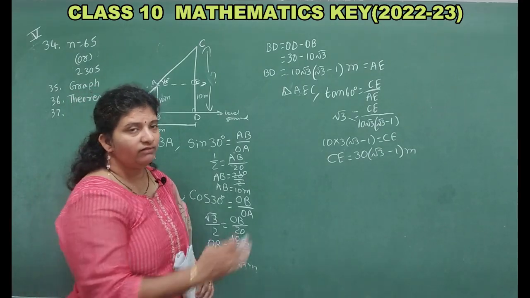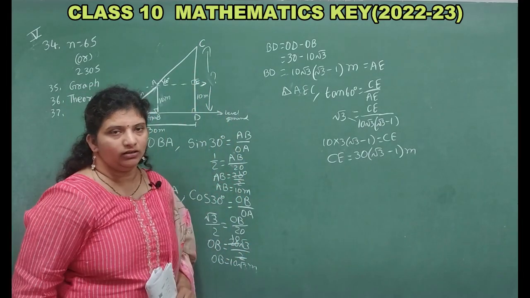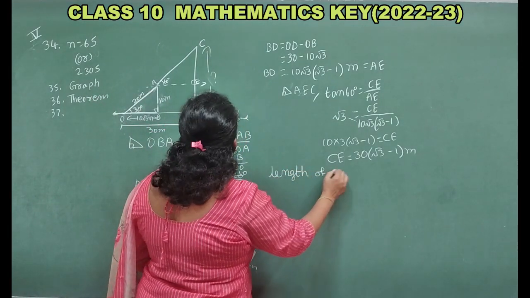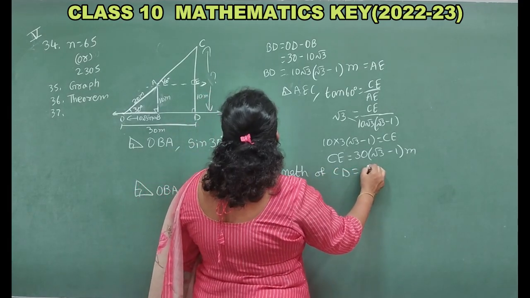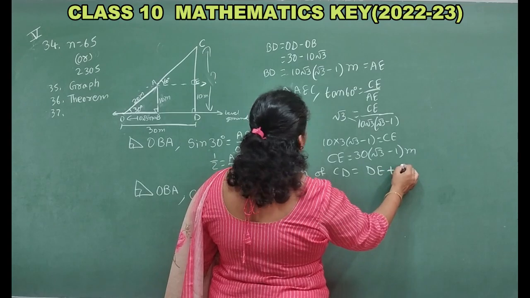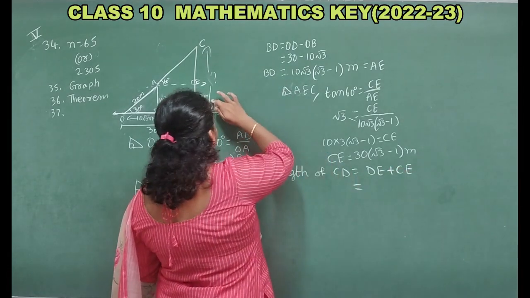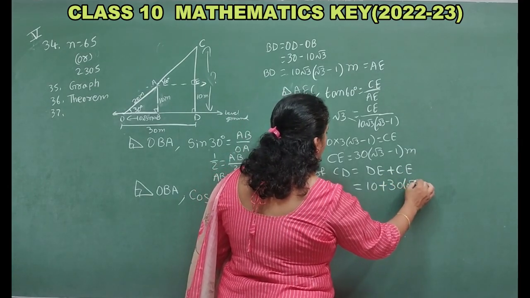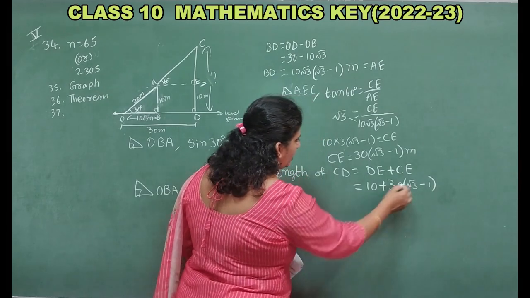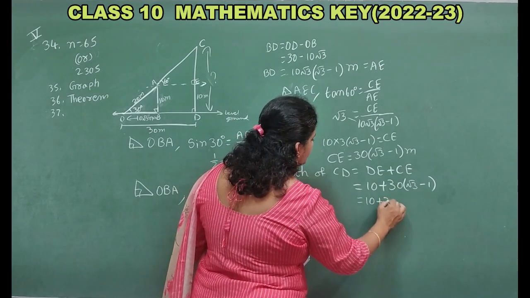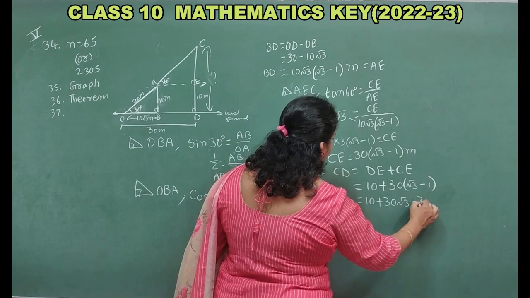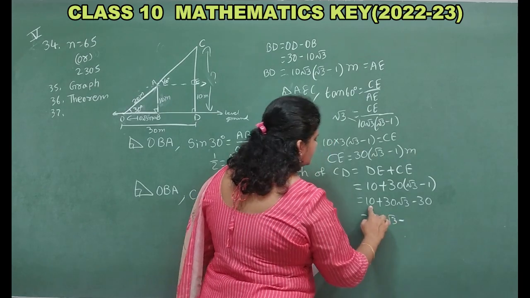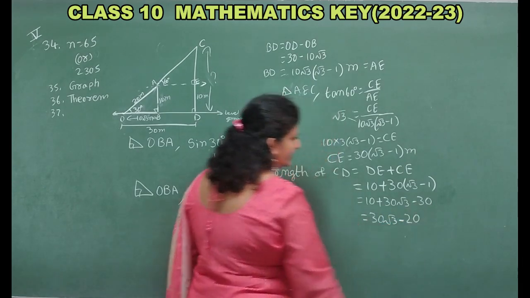We need to find the length of the longer pole. Length of CD is nothing but DE plus CE. I know DE length is 10 meters and CE is 30 into root 3 minus 1. Now remove brackets. 10 plus 30 root 3 minus 30. 30 root 3 minus 10 minus 30 is minus 20.